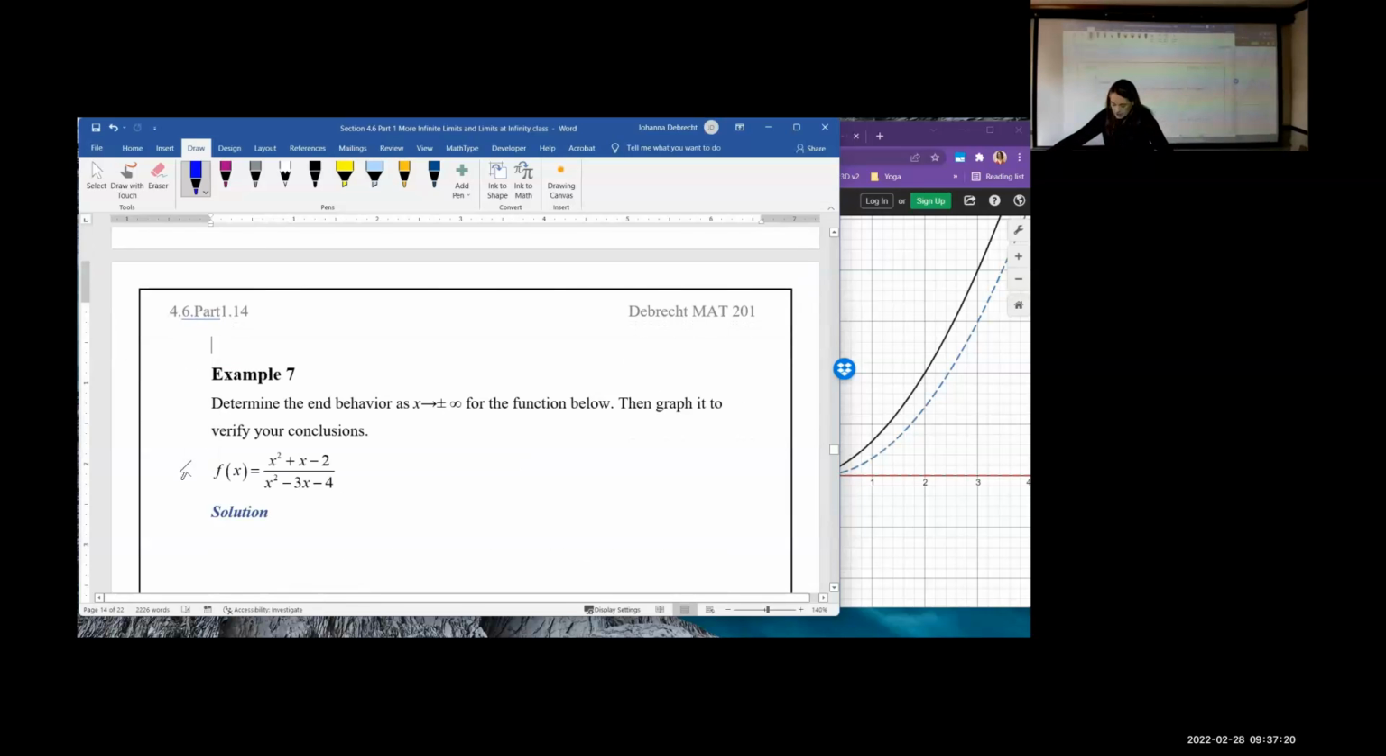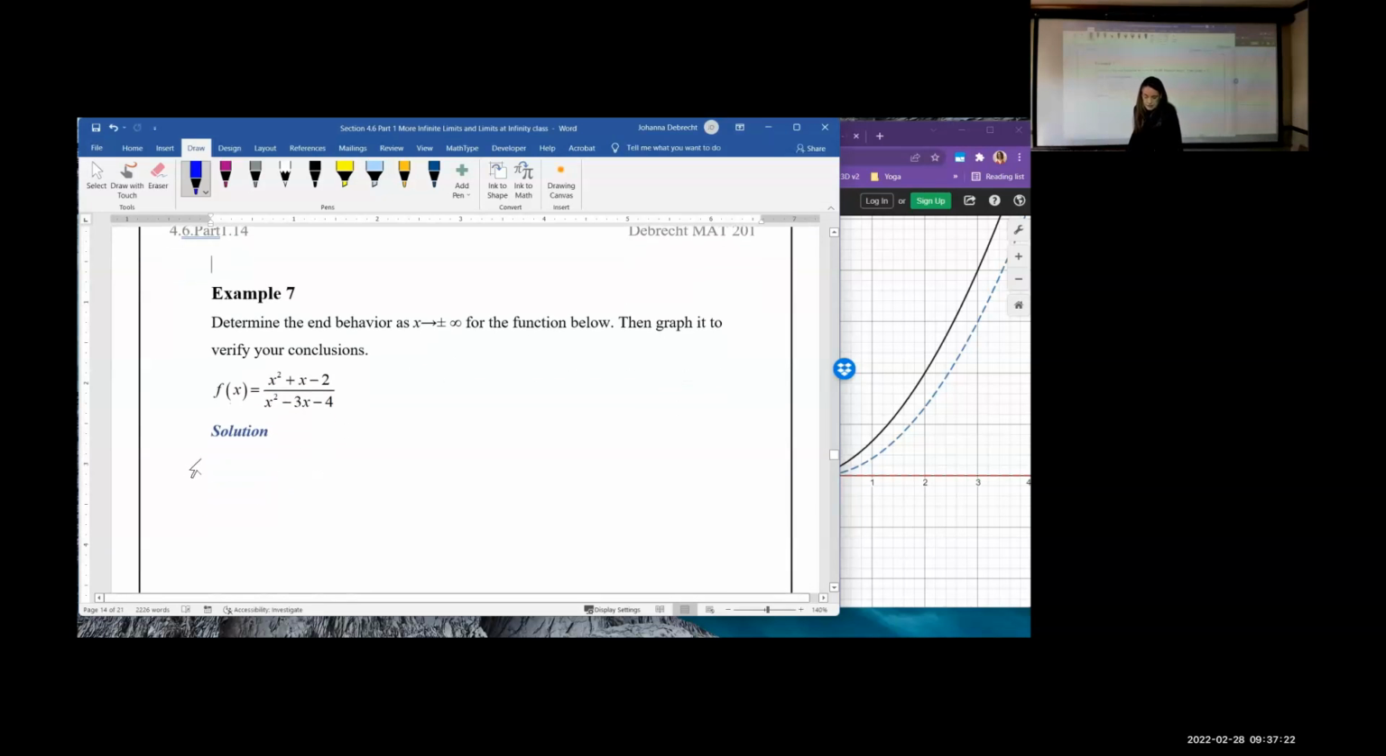Let's take a look at another example. All right? Who wants to volunteer to guess what this one is going to do as it goes to infinity and negative infinity?